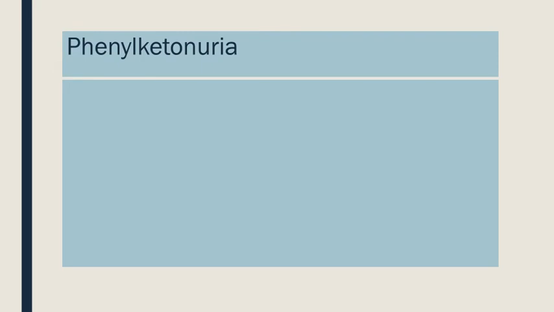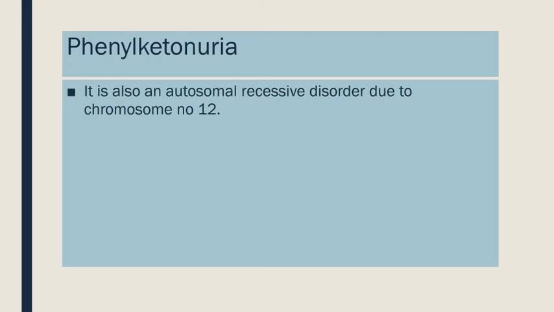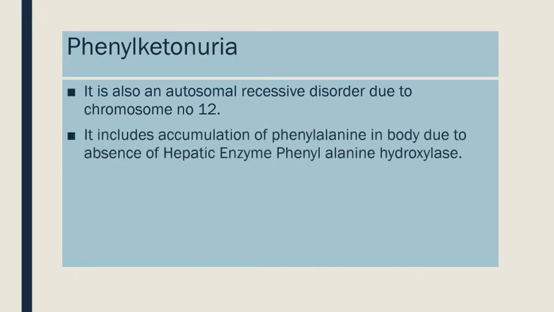Another example of pleiotropy is phenylketonuria. Okay, it is also an autosomal recessive disorder, and the gene mutated which leads to phenylketonuria is present on chromosome number 12. Understand, remember. It includes accumulation of phenylalanine in the body due to absence of a hepatic enzyme, phenylalanine hydroxylase. Very simple. There is some change in the gene which is present on autosome number 12. As this gene is mutated, one enzyme is not produced. It is a hepatic enzyme produced by the liver.